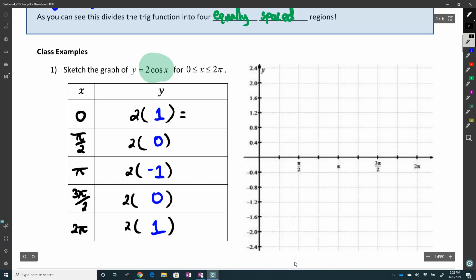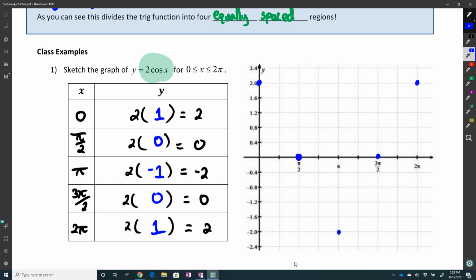And so 2 times 1 is 2, 0, -2, 0, 2. And so we can quickly plot those points on our graph. So here we got 2, 0, -2, 0, and 2. And all we need is those points, and we're going to connect the dots.